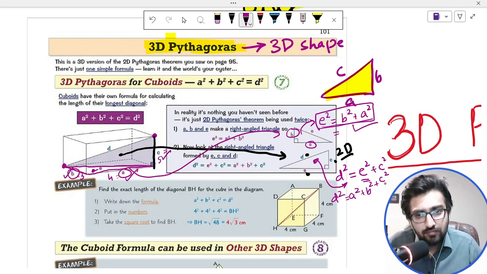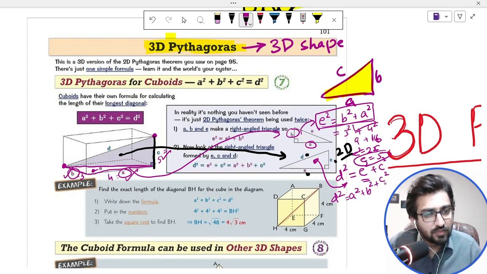You put B here. B is 3 square, A is 4 square. So 3 square is 9, 4 square is 16, it will become 25. So E square is equal to 25 and E is equal to 5. And now put E here and then put C square as well, and you will get D.